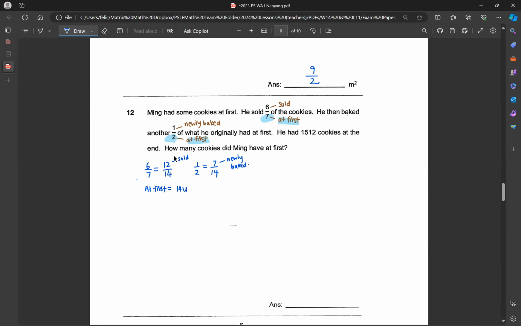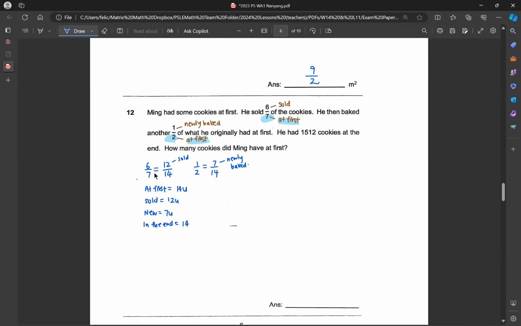Okay. Now after that, what did he do? He sold something, right? So he sold 12 units of cookies. You cannot use 6 already, you must use the new fraction here. Then the newly baked is how many? Newly baked is 7U. Alright. So now with all these changes, you can calculate how many units are left in the end.